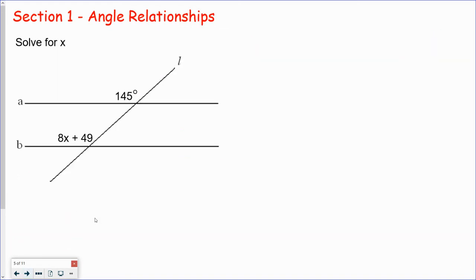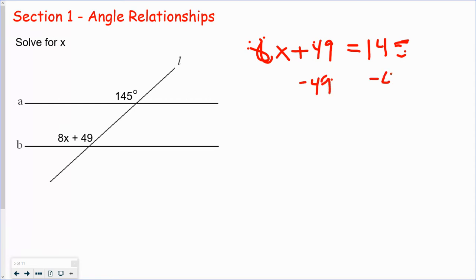Okay, last one of this section here, angle relationships, solve for x. Looking at those two shapes right there, what do you know automatically about those two angles? What did we just call them? Those two are corresponding. So if they are corresponding, that means they are congruent. So 8x plus 49 is equal to 145. Now, please go ahead and solve that. And when you're done, unpause it and we'll compare it. Okay? Here we go. I subtract 49 from both sides.